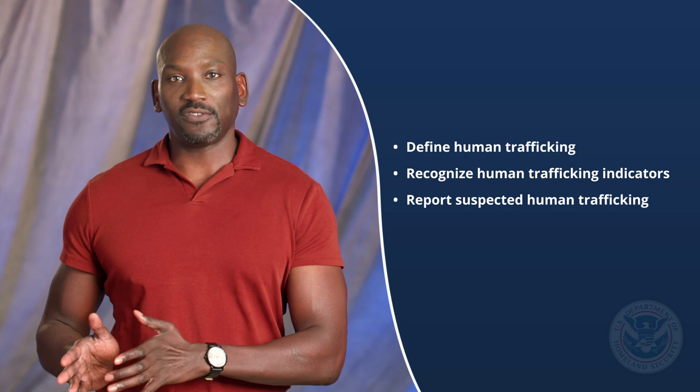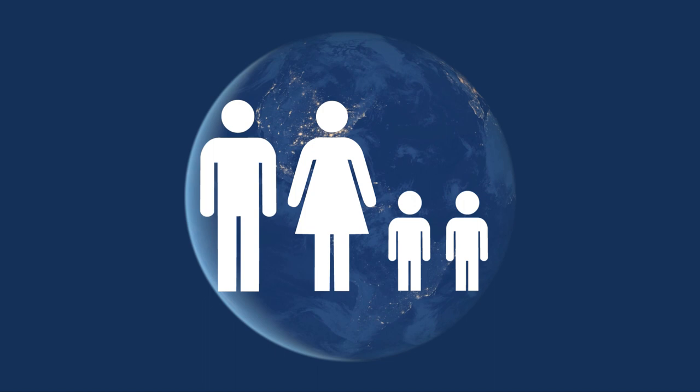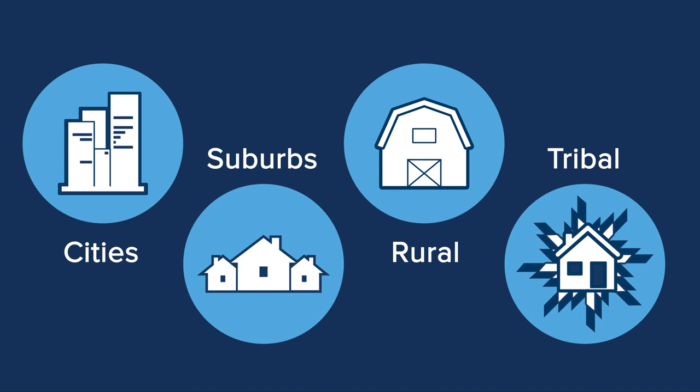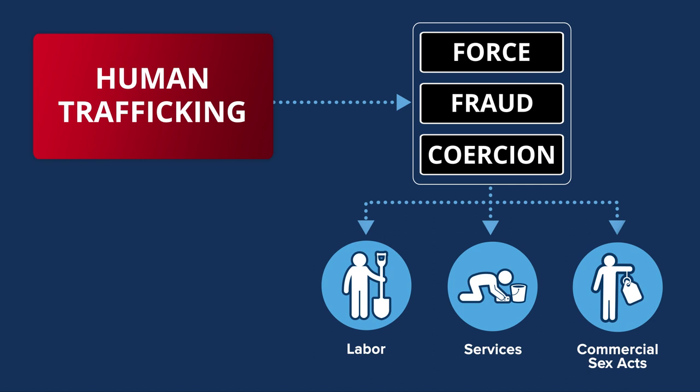Let's start by defining human trafficking. Every year, men, women, and children are exploited in every part of the world, including here in the United States. It happens everywhere across our communities, in cities, suburbs, rural towns, and tribal lands. Human trafficking is a highly profitable crime and a violation of basic human rights. Human trafficking occurs when an individual is exploited through force, fraud, or coercion for labor, services, or commercial sex acts.